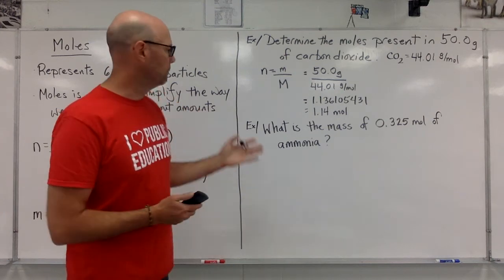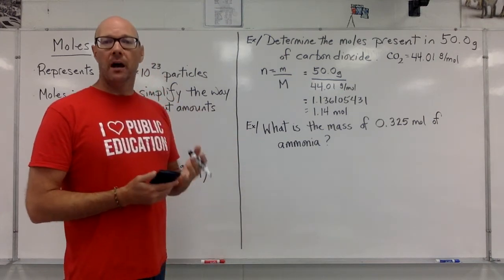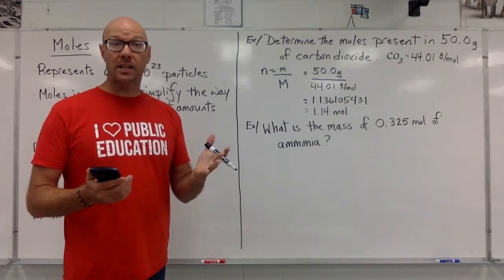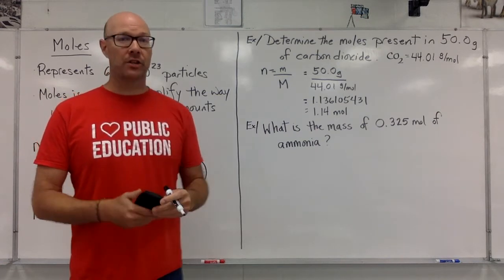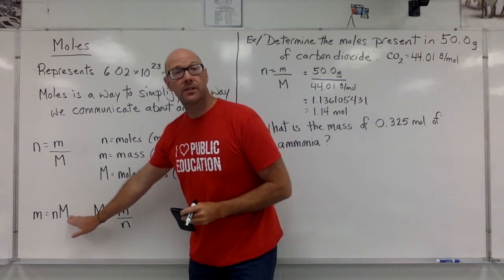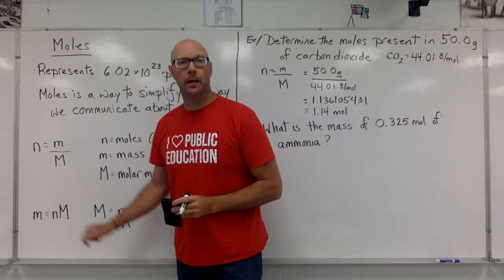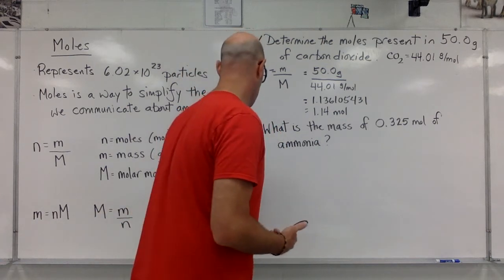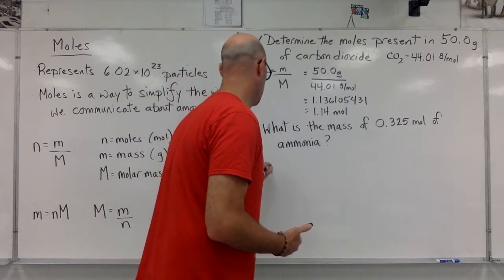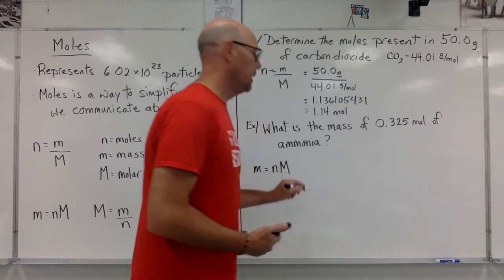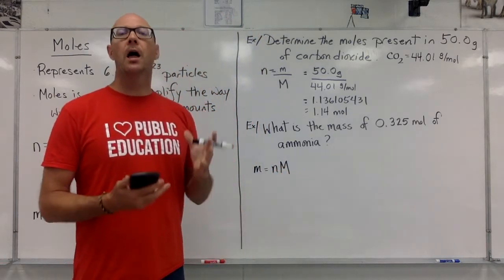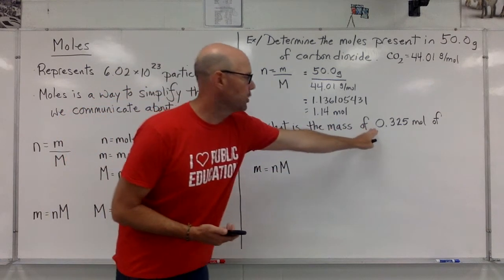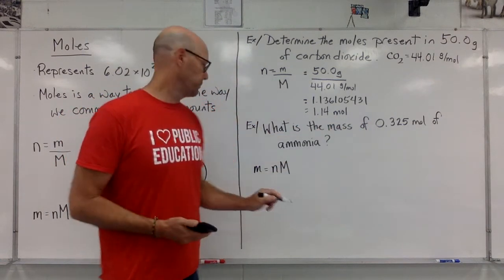A second example. What is the mass of 0.325 moles of ammonia? Pretty explicitly, what is the mass? Here, if we look at the formula, the mass is the moles multiplied by the molar mass, n times capital M. The mass is the moles multiplied by the molar mass. The moles are right in the question, 0.325 moles.